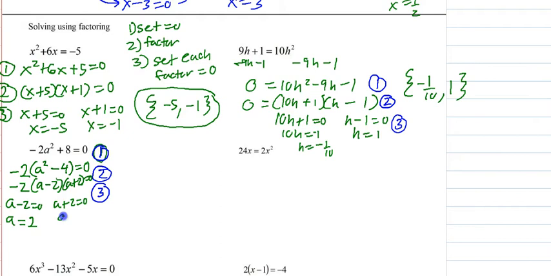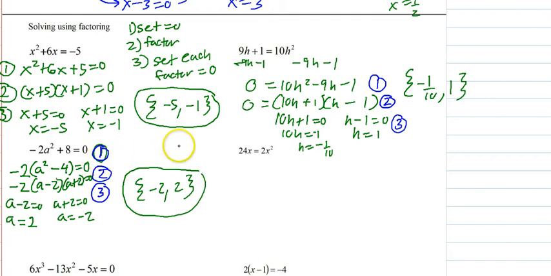So now a is 2, and a is negative 2. And those are your answers. Negative 2, 2. Plug them back in, check them, and you'll see it works. Alright, so I want you to try this next one. Have it finished by the time we get into class. And again, step 1, set it equal to 0. Factor, set each factor equal to 0.